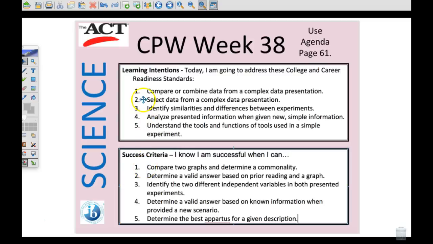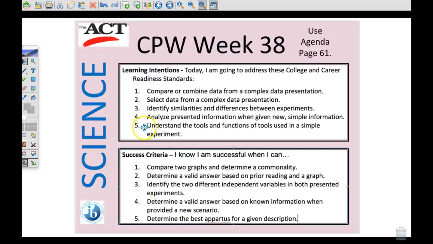In our second question, we're going to select data from a complex data presentation. And we're successful when we can determine a valid answer based on prior reading and a graph. In our third question, we're going to identify similarities and differences between experiments. And we know we're successful when we can identify the 2 different independent variables in both presented experiments. In the fourth question, we're going to analyze presented information when given new simple information. And we'll determine a valid answer based on known information when provided a new scenario.